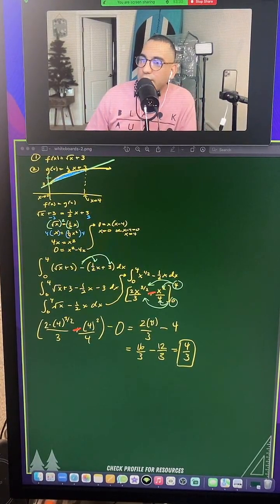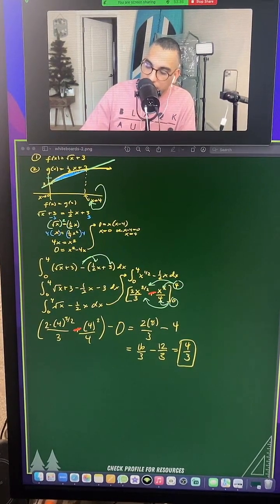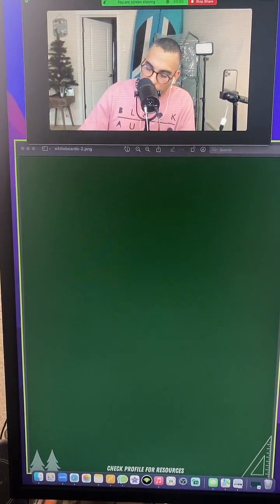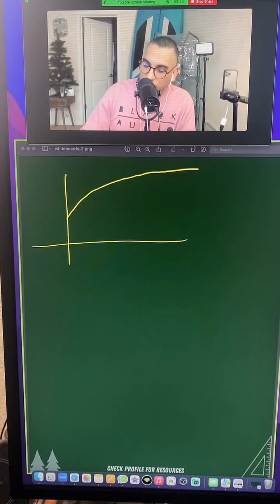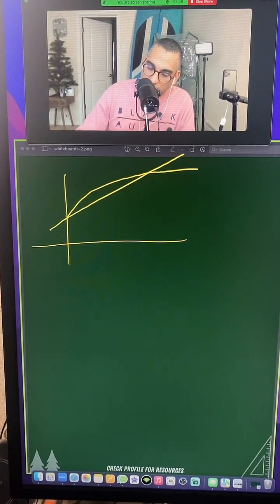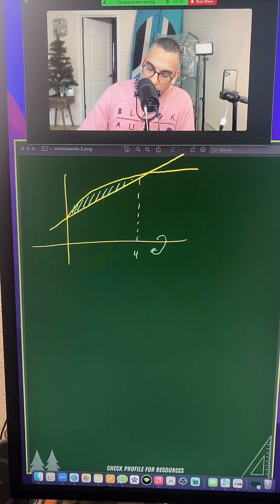All right, here we go, guys. So the area was 4/3. Now we're going to take this area and we're going to rotate it about the x-axis. So I know the image is a little weird, but let's just redo the whole thing, because we already know the area here. Okay, so we know the function looked like this, and we're rotating this area about the x-axis, and it was from 0 to 4.